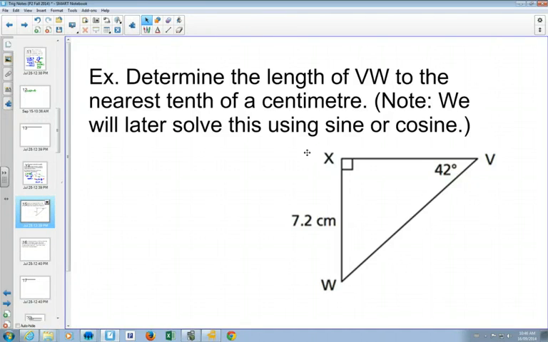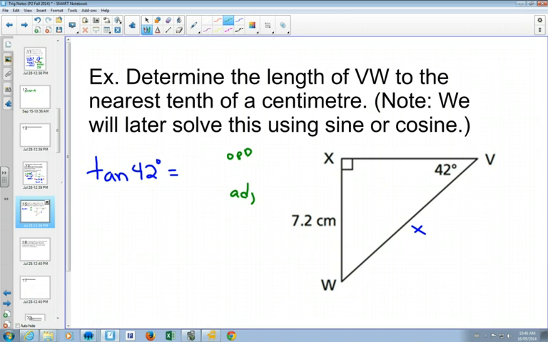So in this second example, we want to find the length of VW to the nearest tenth of a centimeter. What letter would I use for that length? What letter would I put here? Little x. Okay. Now I have 42 degrees, so when I put tan of 42 degrees down, I need to put the opposite side over the adjacent side down there.